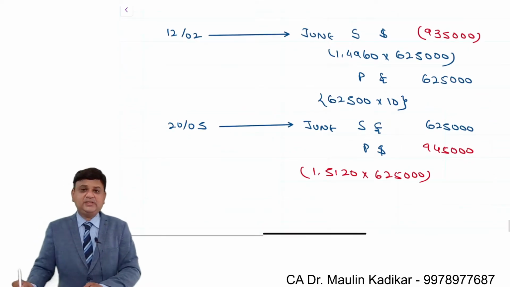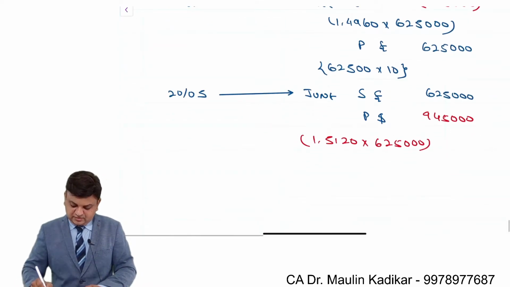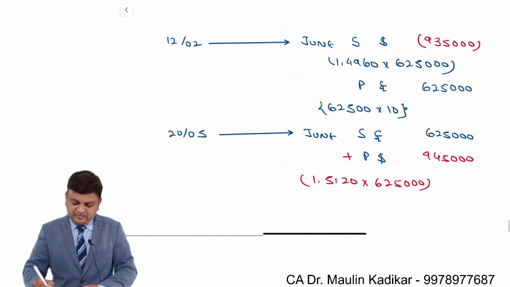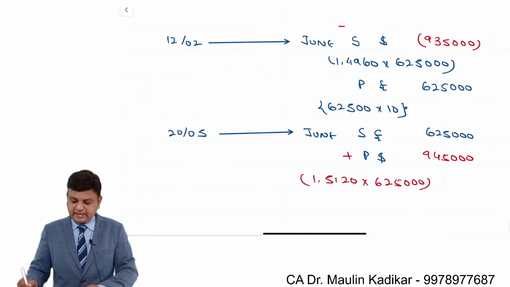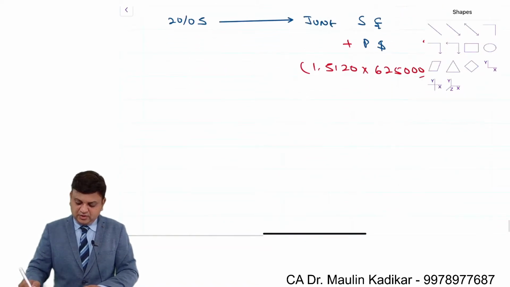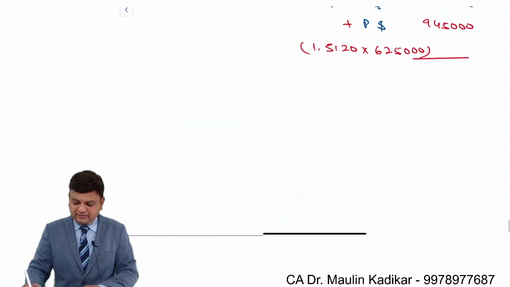Dear students, purchase dollar means you are going to receive, and sell dollar means you are going to pay. Purchase is more than sale, so you have ultimately a profit of $10,000.